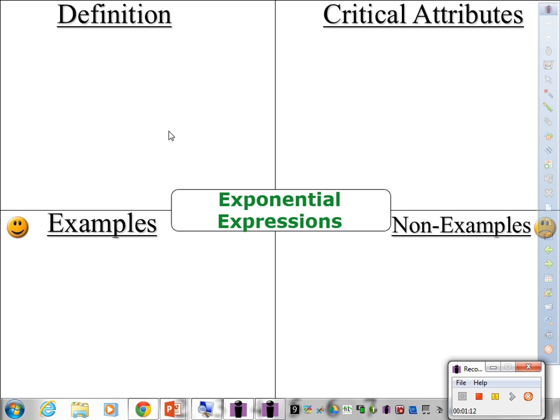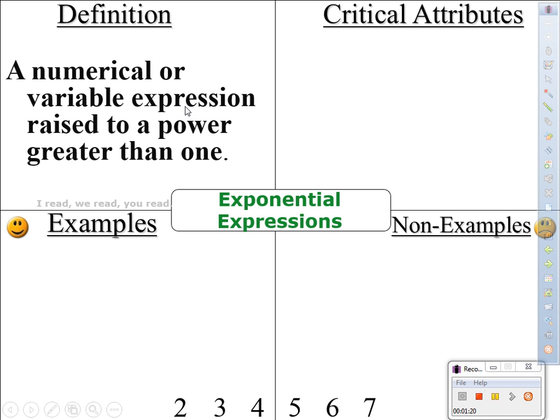Okay, let's see. Definition. Exponential expressions. They are numerical or variable expressions raised to a power greater than 1. Hands up if you got it spot on. Bam! Well, nice try for those of you that didn't.